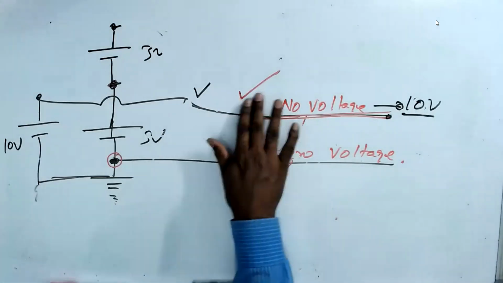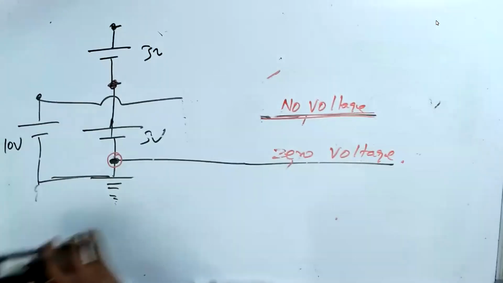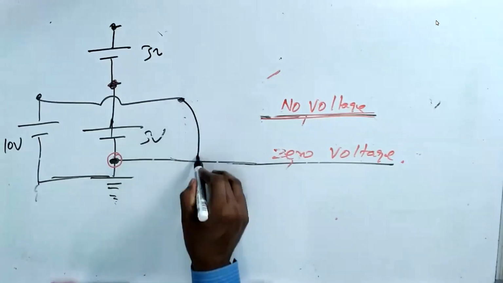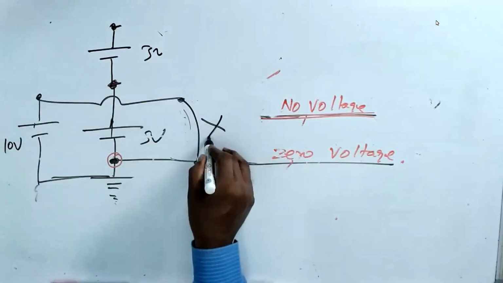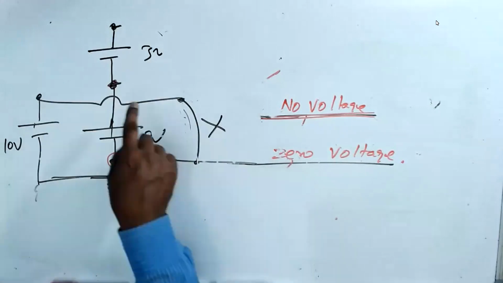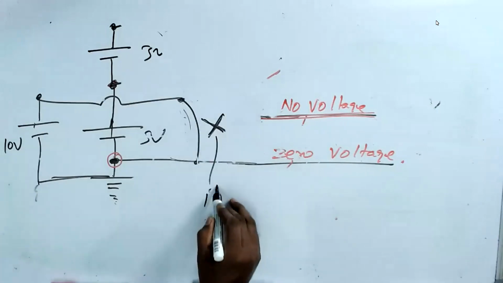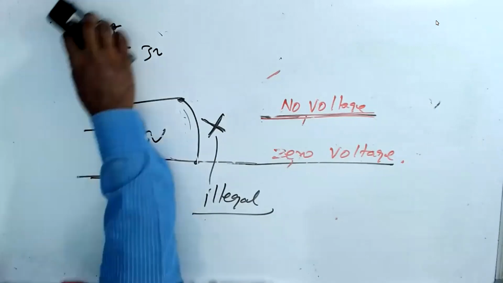But this is illegal. This is illegal. If I connect this one to this one, then you are shorting. This is illegal. Please understand, you can never connect any voltage to 0 voltage. That is wrong. But no voltage can be connected to any voltage. So that is the reason no voltage plays a very vital role in our system design.